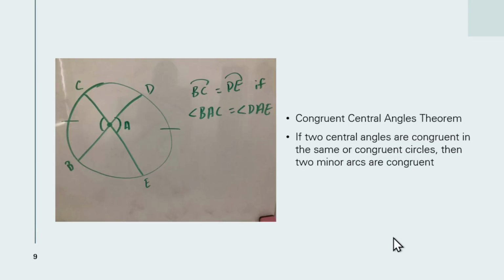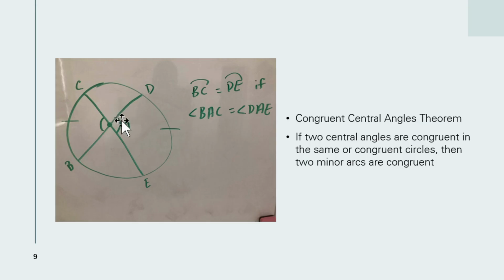Congruent central angles theorem. If 2 central angles are congruent in the same or congruent circles, then the 2 minor arcs are congruent. So this is congruent. So arc BC is equal to arc DE if and only if this angle right here is equal to this angle right here.